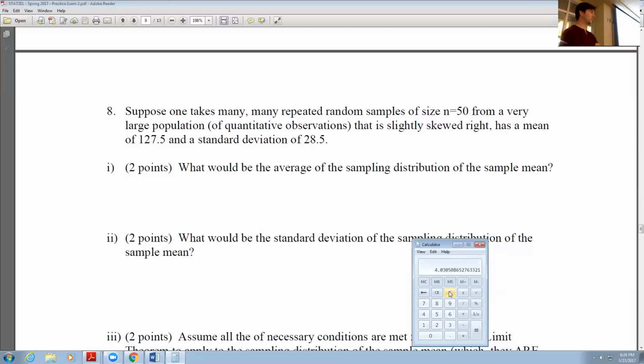Does that make sense? The new distribution of the sample mean has the same mean as the original distribution, but is tighter by a factor of the square root of n. Sound good? And we must meet the three conditions.